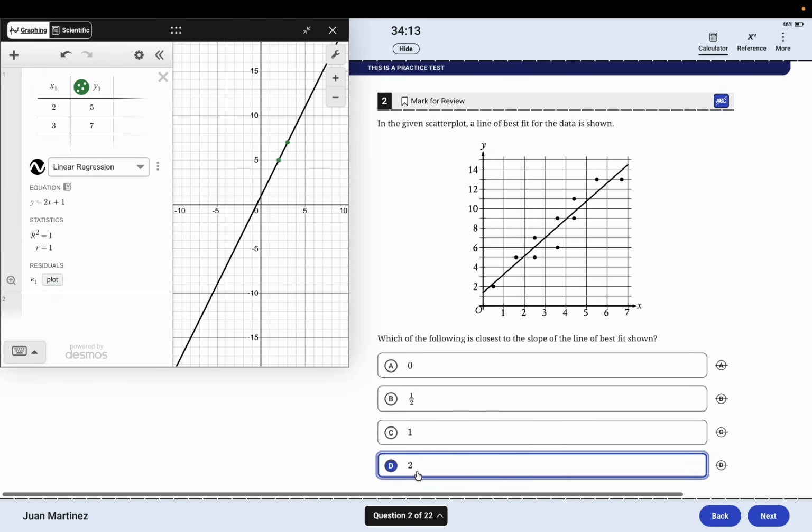So for these ones, just pick 2 points that look closely to the answer choices and just pick them out, put it into Desmos, make a linear regression line, and then you're done.